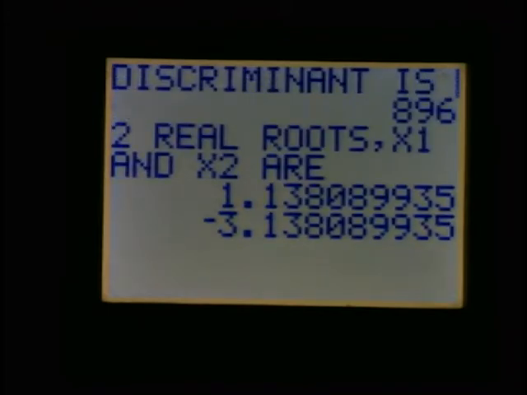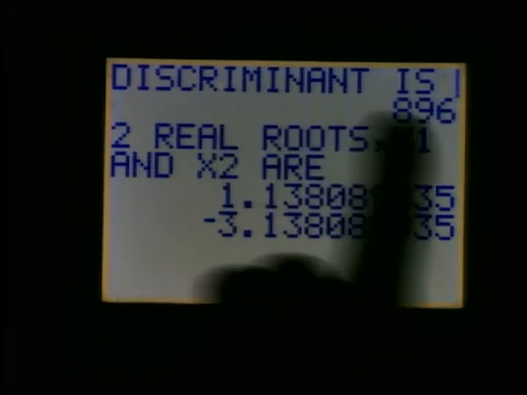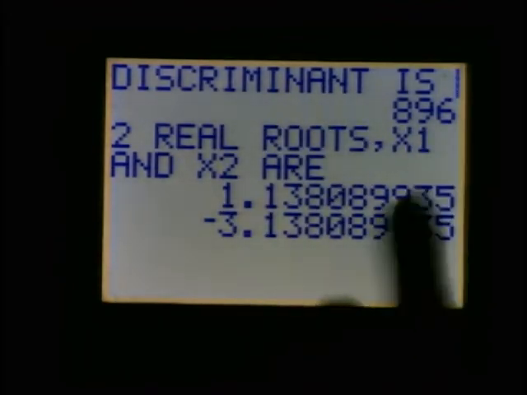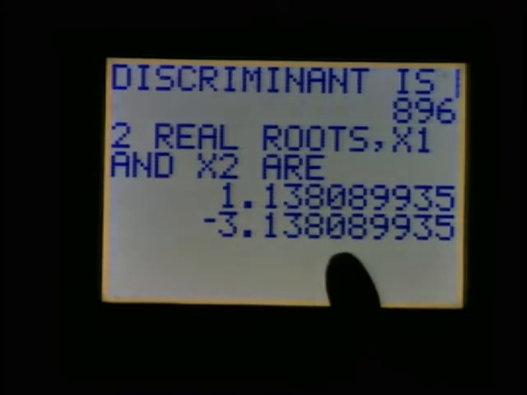And there is the discriminant, which is the item underneath the radical that we usually have trouble with. And then here are the two roots, or the two zeros of that quadratic equation. So I'm going to write those down to about 4 decimal place accuracy. So I have one answer that is approximately 1.1381, and the other one is approximately negative 3.1380.